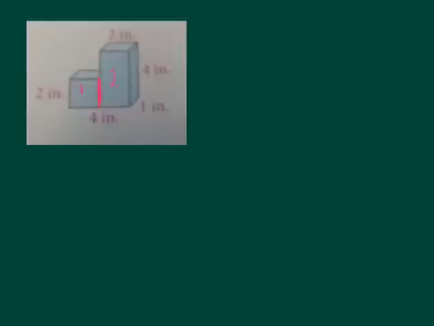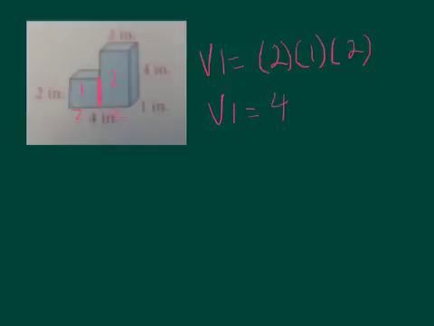Okay, we know that this is 2 up here, so we can deduce that this would be 2 inches and this would be 2 inches. So if we want to find the volume of figure 1, the volume of 1 would be equal to the area, which is 2 times 1, times the height, which is 2, or the volume of 1 is equal to 4, because 2 times 2 is 4, times 1 is 4.